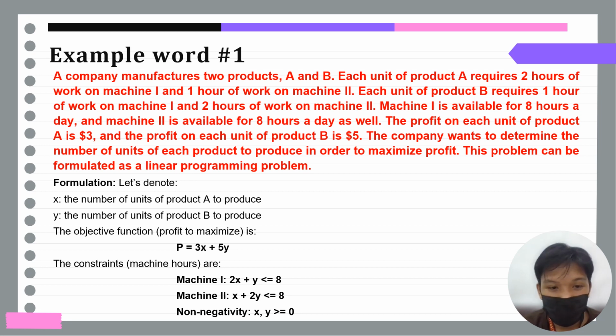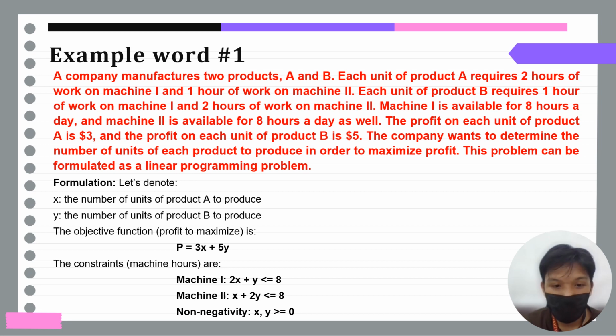A is $3 and the profit of each unit of product B is $5. The company wants to determine the number of units of each product to produce in order to maximize profit. This problem can be formulated as a linear programming problem.